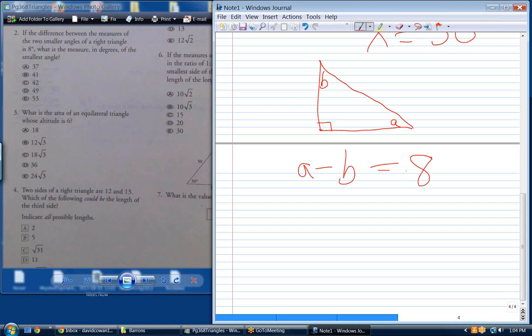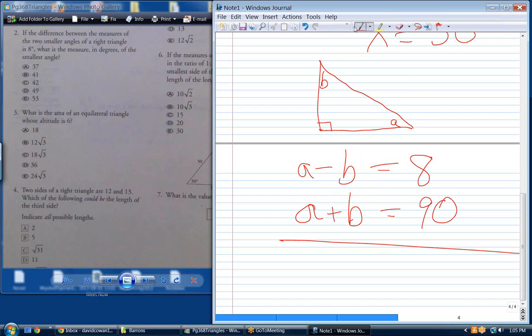What else do we know about A and B? They're less than 90. They actually equal 90. In other words, the two small angles of a right triangle always equal 90. So A plus B equals 90. And they want the smallest angle, so we're actually solving for B, right? Okay. How do we solve these two equations and two unknowns?